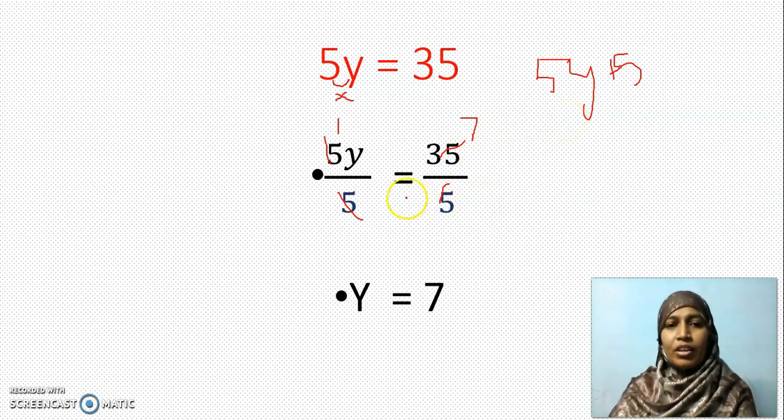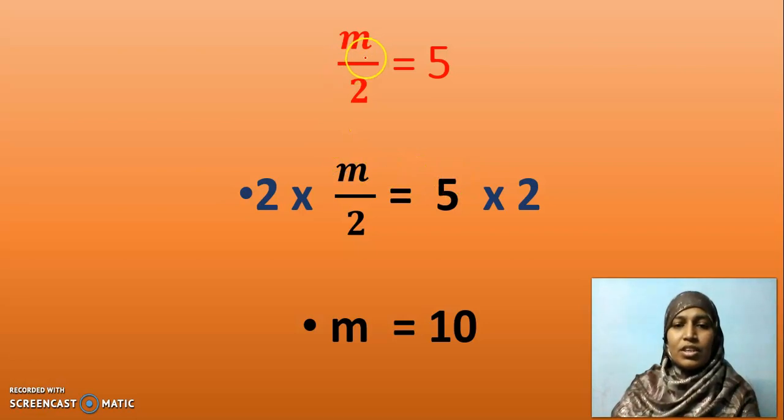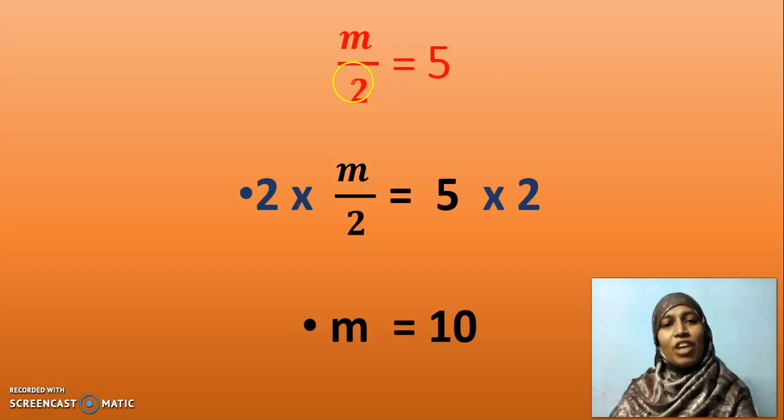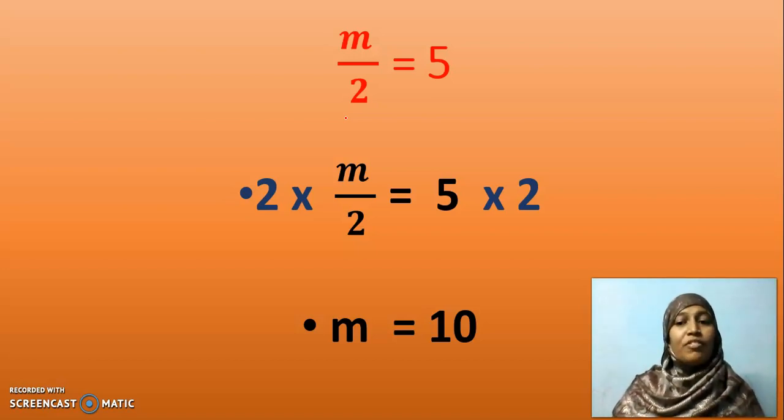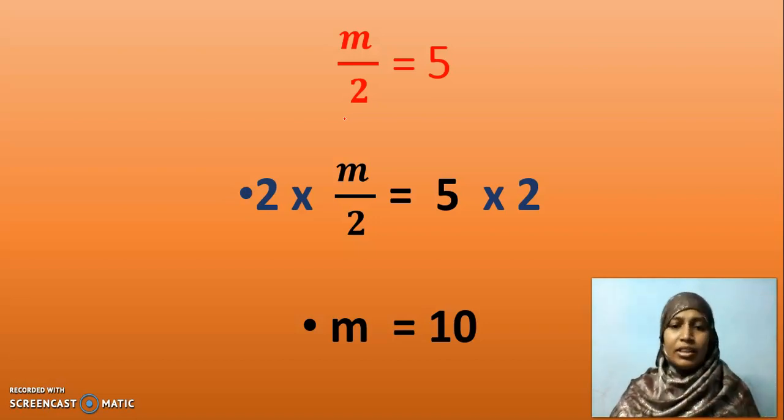Similarly, see here, whatever we have here, when I have it here, it comes in the division. Now, in this next equation, I have m by 2. Along with this m, I have a number 2, but it is in division. Now, easily you will say, ma'am, we have to multiply. If it is in multiplication, you divide. If it is in division, you multiply. If it is in plus symbol, you subtract. If it is in minus symbol, you add it.